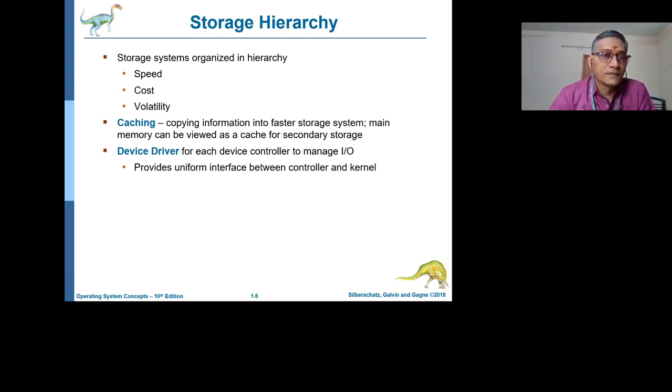As I mentioned in the previous slide, there is an associated device driver for each device controller to manage the IO operations. This provides a uniform interface between the controller and the kernel. The kernel or operating system should understand which type of device has been attached and what type of access mechanism with which the data transfer can take place between the processor and the device. That is governed by the device driver.